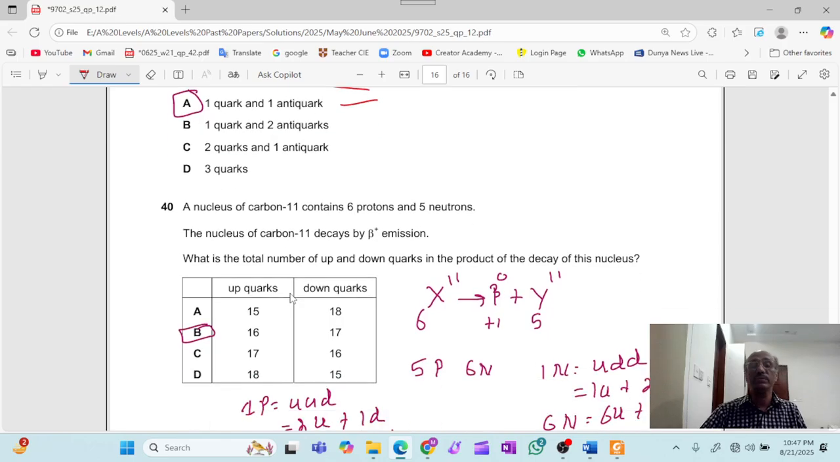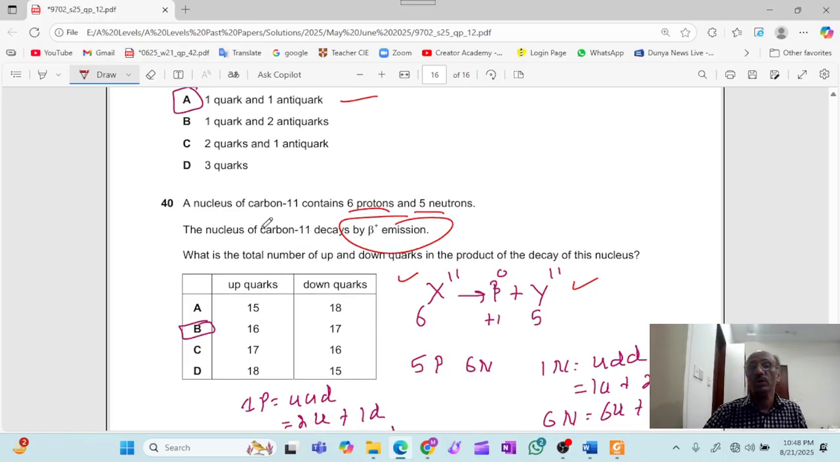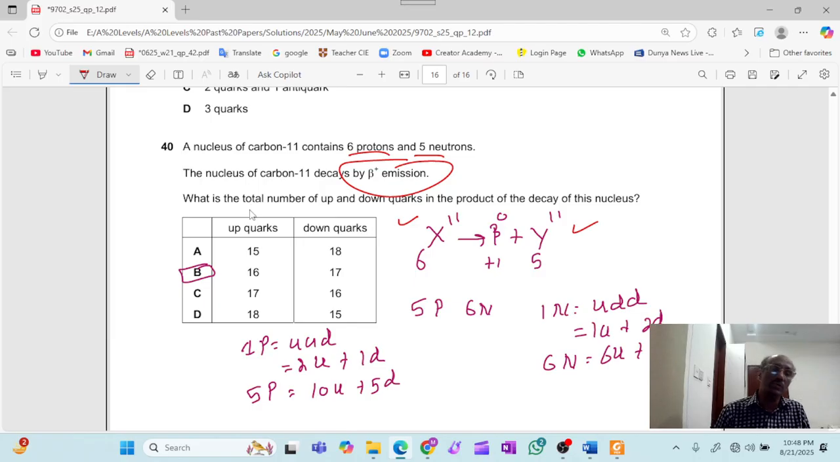And now this is the question which requires making an equation. So carbon 6 with 5 neutrons. This is the atom of carbon 6, 11, it will emit beta positive emission. So the final will be 5, 11, and then after that 5 protons and then 6 neutrons. One proton consists of UUD, so 5 protons give 10 U and 5 D, and 1 neutron equals UDD, so 6 U and 12 D, and we will add them all up: U is 10 plus 6, 16, and D is 12 plus 5, 17.